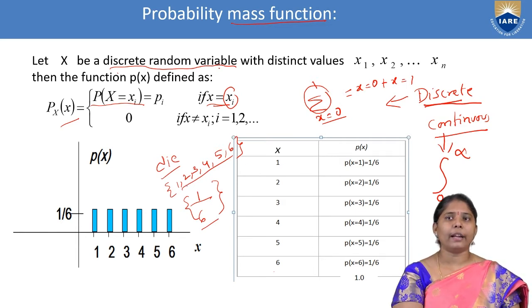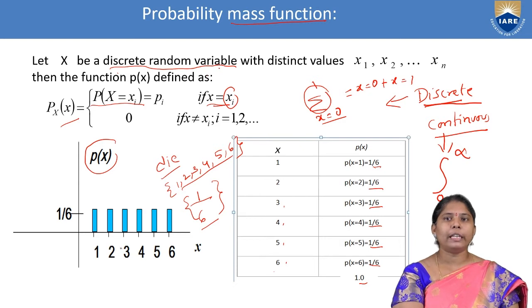Now the random variable x is 1, 2, 3, 4, 5, 6. What is 1? Getting number 1 on the die, 2 on the die, 3 on the die. What are the probabilities? 1 by 6, 1 by 6, 1 by 6. All are equally likely. Suppose we plot the x-axis as random variable values and the y-axis as their probabilities. That is called probability mass function. So random variable values are 1, 2, 3, 4, 5, 6 and the probabilities are equally likely 1 by 6, 1 by 6, 1 by 6. So this is called probability mass function.